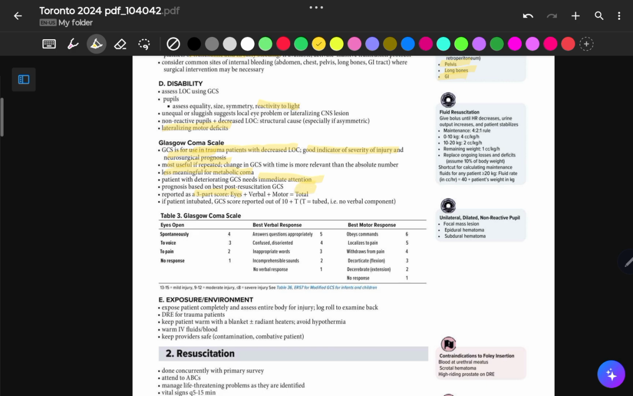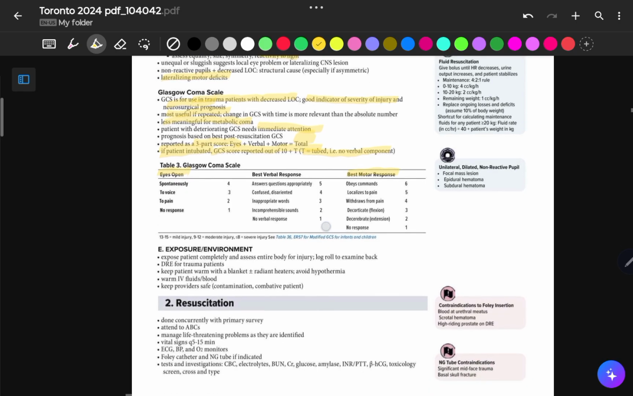of it. Okay. So if a patient is intubated, then the GCS score would be out of 10 plus T, right? So T means tubed, e.g. no verbal component. So obviously if they're intubated, they don't have any verbal component. So basically you are going to score them out of the eyes opening and the motor response. All right, and plus T.